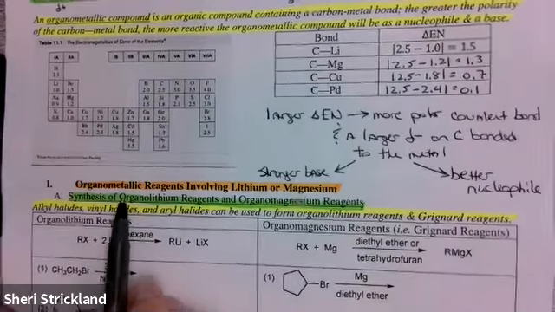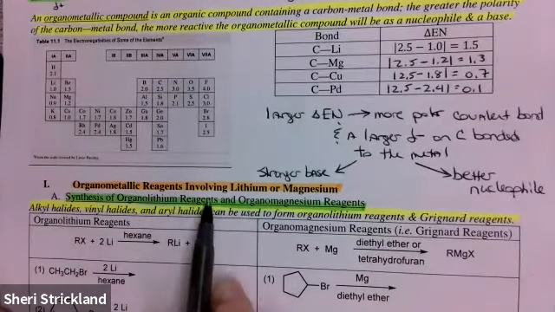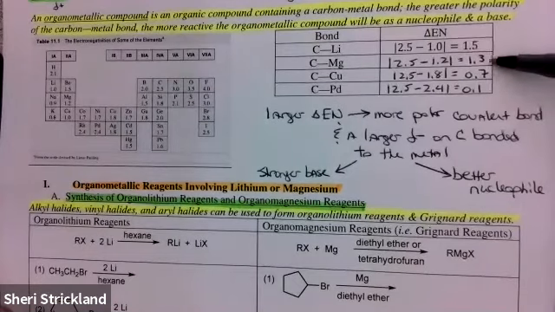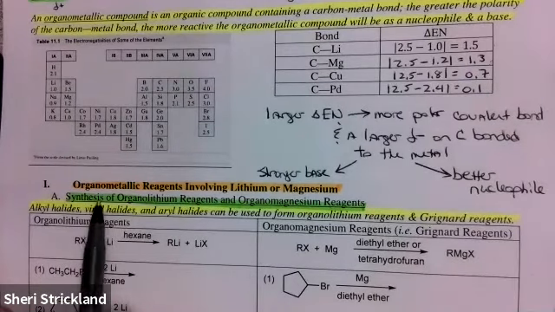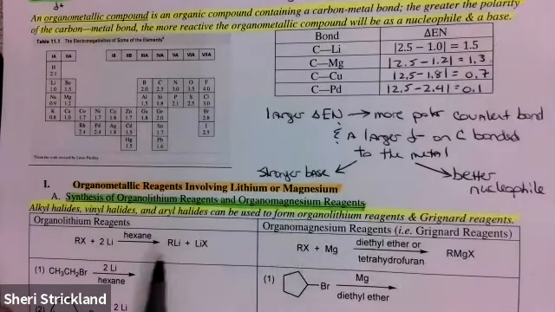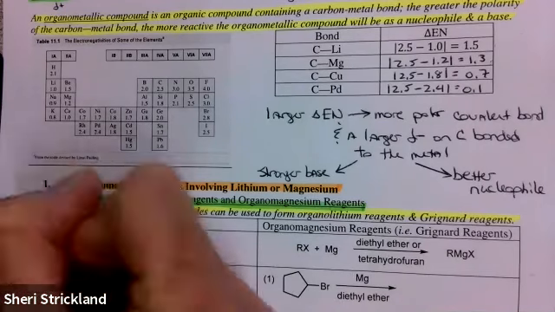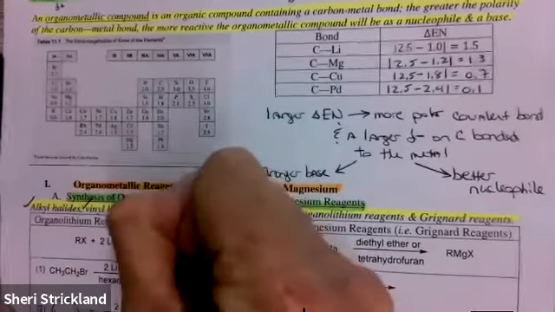So these organometallic reagents involving lithium or magnesium are the most reactive ones that there are. And if you want to synthesize one of them, what you need is an appropriate alkyl halide and then the neutral metal. So lithium metal here, magnesium metal here. And halogens can be chlorine, bromine, or iodine. And these can be alkyl halides, vinyl halides, or aryl halides.